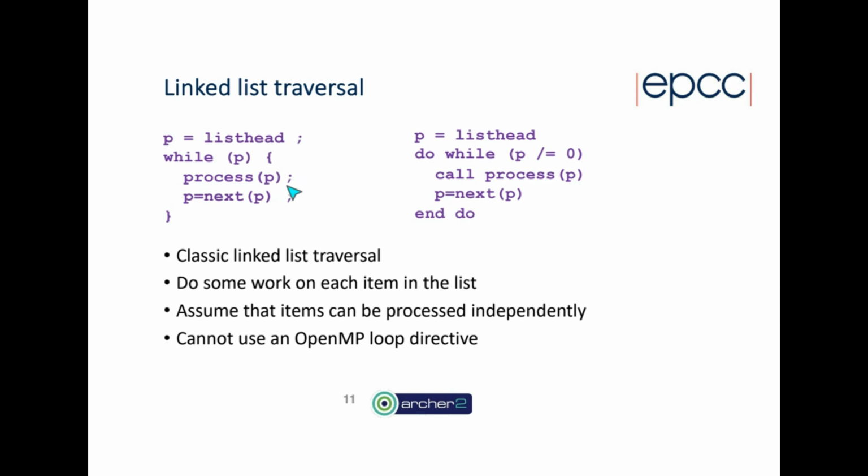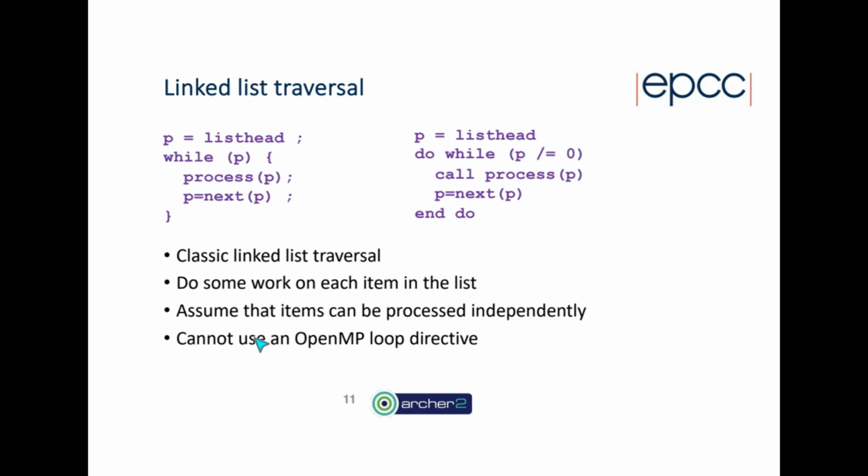So suppose that this process function is computationally expensive, and doing it for every item in the list is independent. So we'd like to be able to execute this in parallel. We can't directly use an OpenMP work sharing loop directive here.